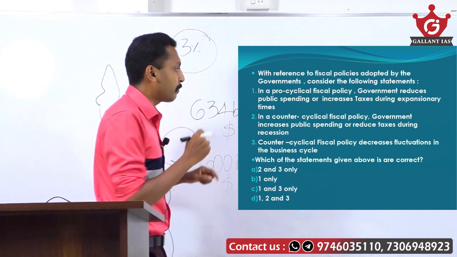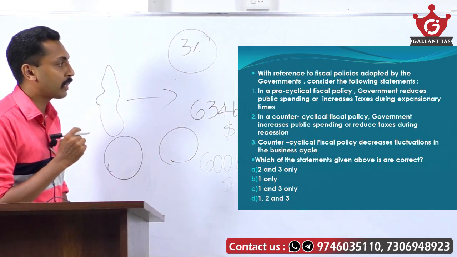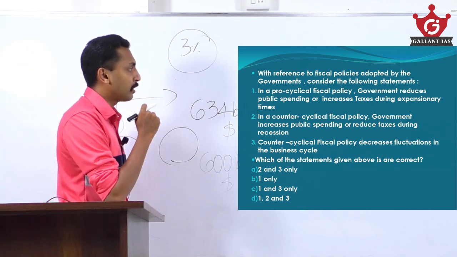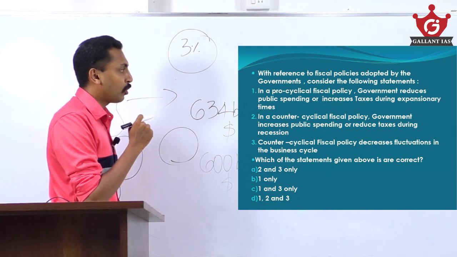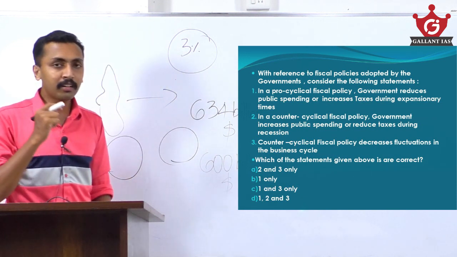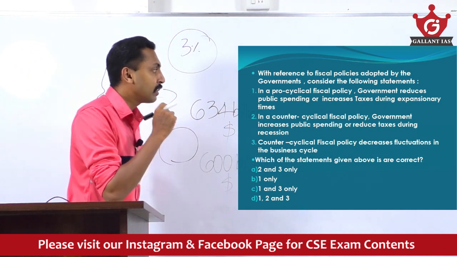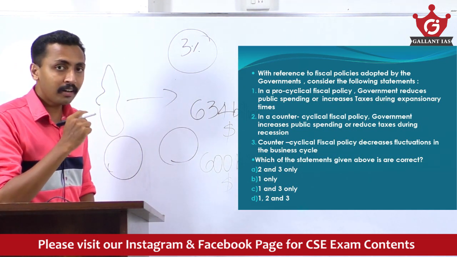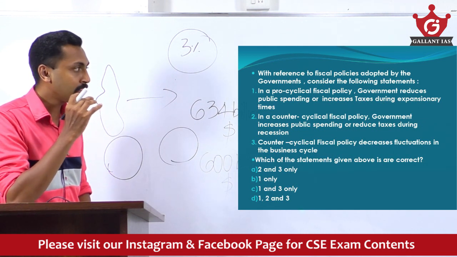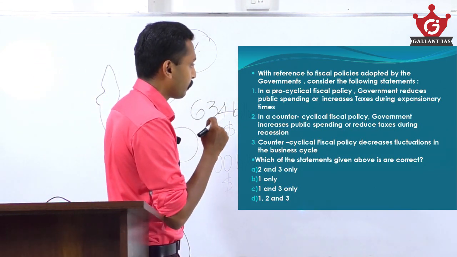So the first statement: in pro-cyclical fiscal policy, government reduces public spending or increases taxes during expansionary time. Actually, that is false. In pro-cyclical fiscal policy, government does not reduce public spending during expansionary time, government increases public spending during expansionary time, and does not increase taxes, but reduces taxes when adopting a pro-cyclical fiscal policy during expansionary time. So the first statement is wrong.